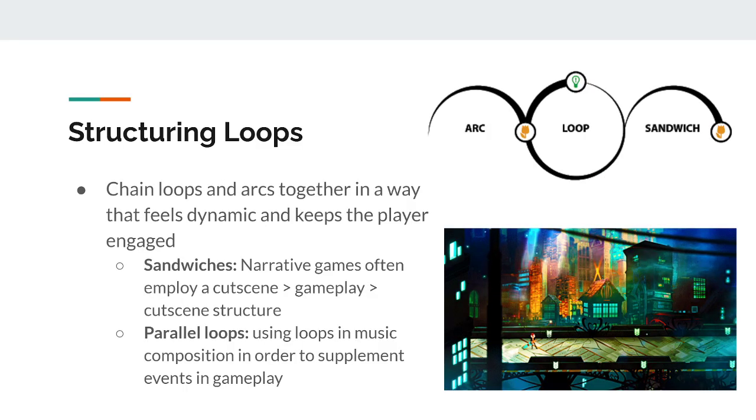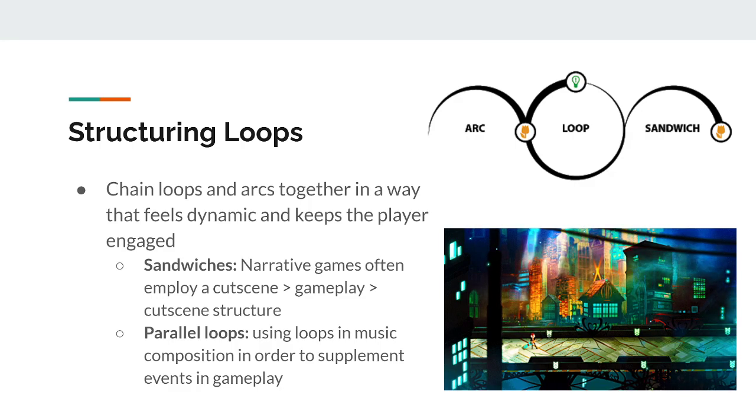Now we know about arcs and loops, how do you structure them? Here are some common ways to construct them. Sandwiches are when you move back and forth between cutscenes and gameplay. These are often seen in narrative games as it helps convey a lot of information while breaking that information up with gameplay. Another example of loops is parallel loops, where you use loops in music to supplement events and gameplay.